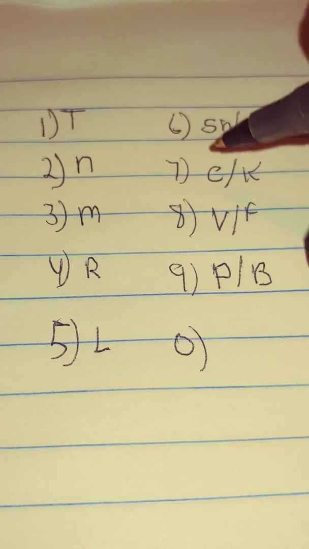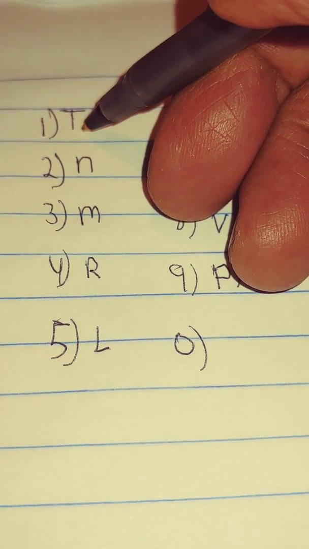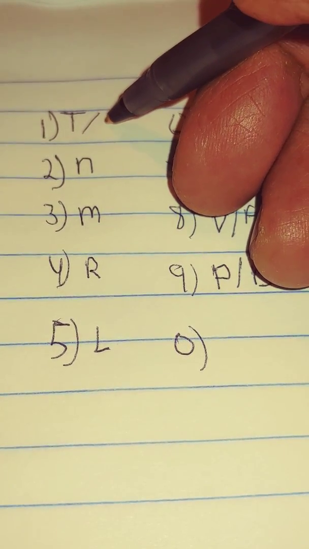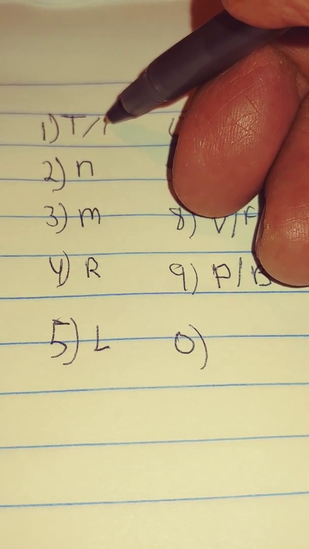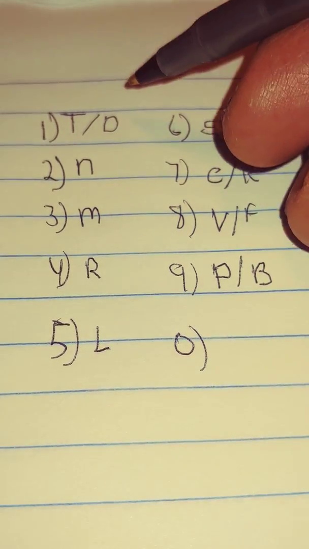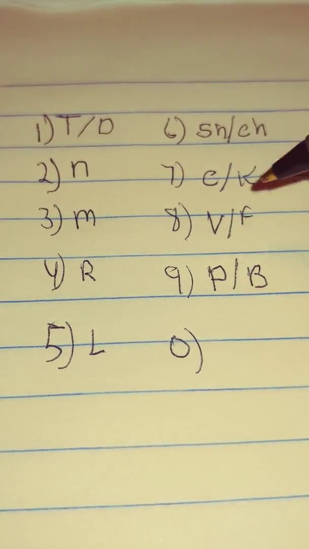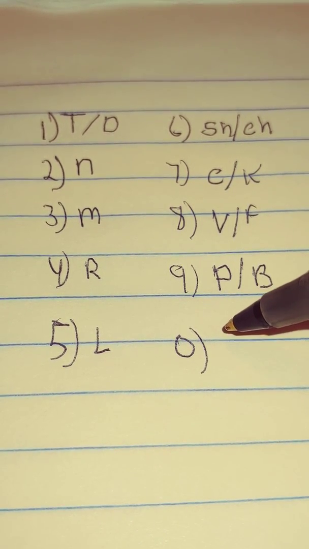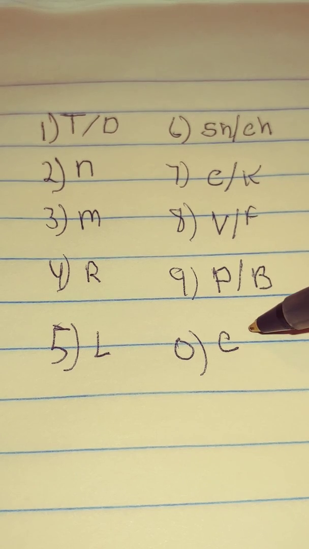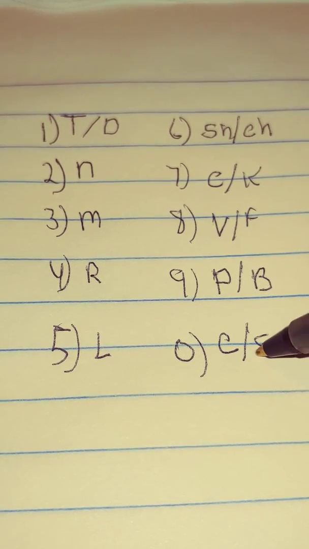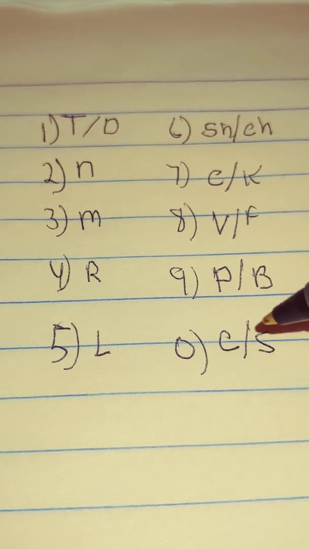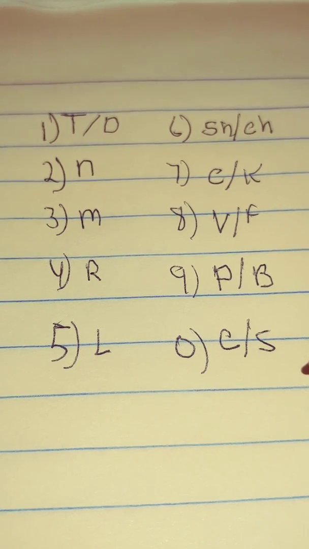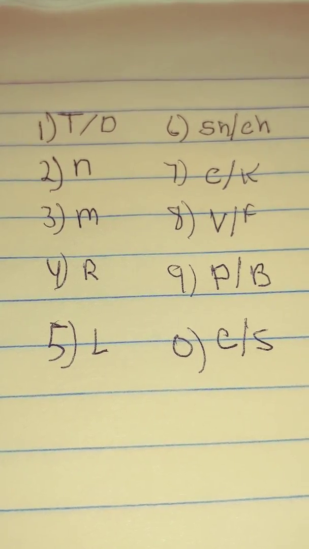Okay. And I also need to note that T also has a D sound with it, because T and D go together. So those are pretty much what you have. And then the soft C or S makes 0. So you can make things up.